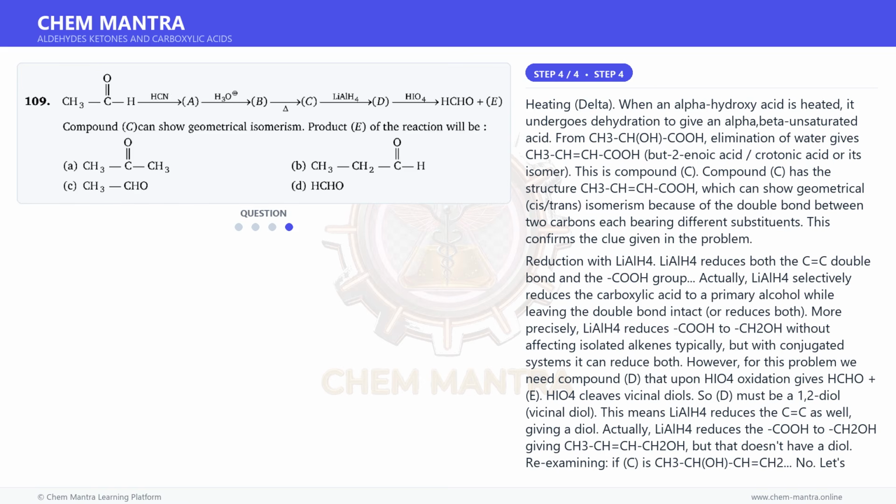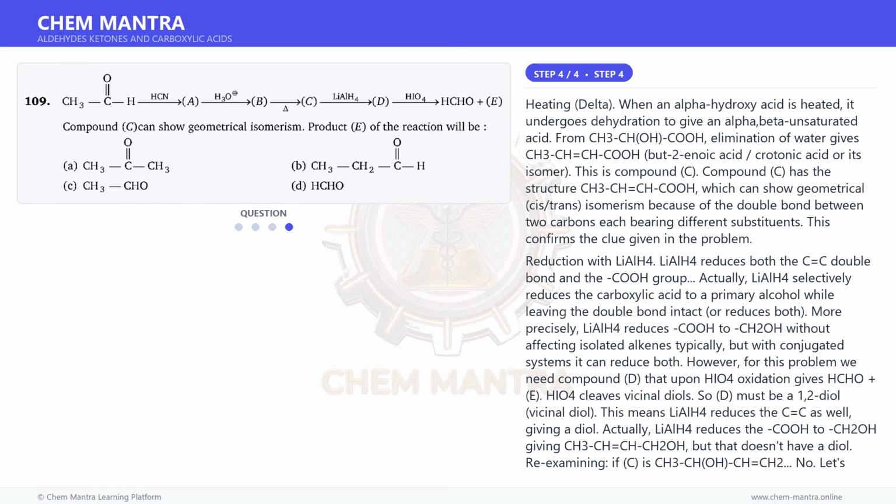Reduction with LiAlH4. LiAlH4 reduces both the C=C double bond and the COOH group. Actually, LiAlH4 selectively reduces the carboxylic acid to a primary alcohol while leaving the double bond intact, or reduces both. More precisely, LiAlH4 reduces COOH to CH2OH without affecting isolated alkenes typically, but with conjugated systems it can reduce both.